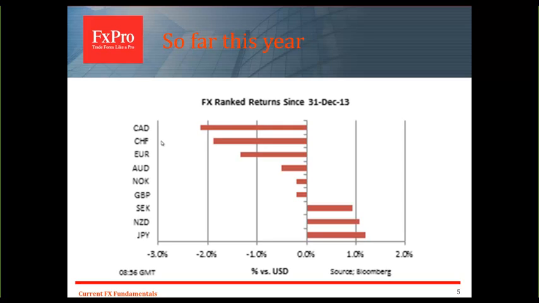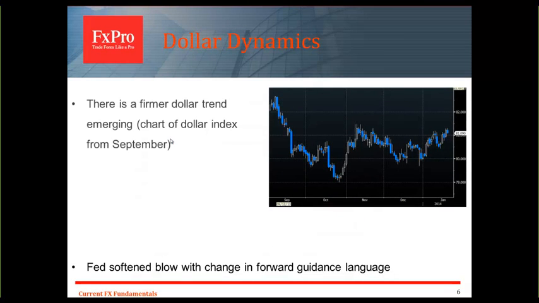The euro and the Swissy have obviously softened, but I think there are factors there worth noting, especially on the euro. And the Aussie is only modestly weaker, but that has come at a time when we've seen initial gains, which are now fading.